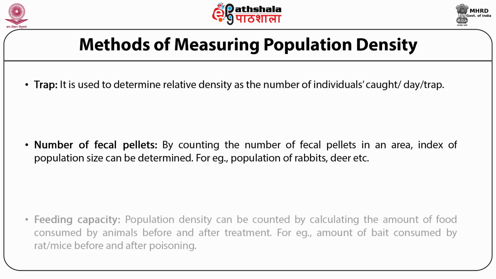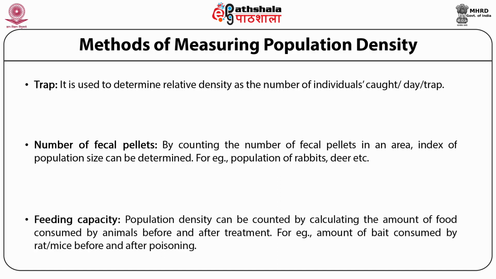Next is feeding capacity. Population density can be estimated by calculating the amount of food consumed by animals before and after treatment. For example, the amount of bait consumed by rats or mice before and after poisoning can be used to determine an index of change in density.